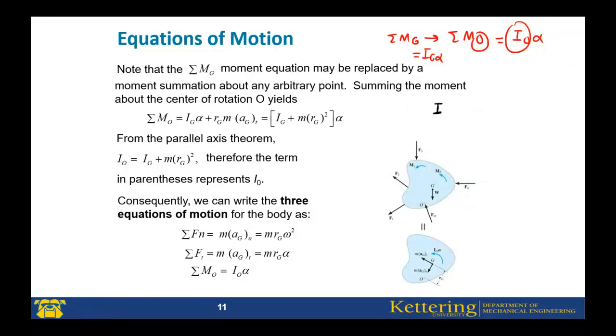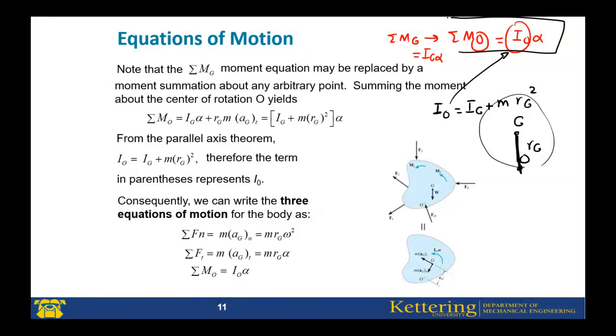If you remember, I just mentioned that if there is a body that is rotating about the center of mass, and we want to find the mass moment of inertia about other points, we can write IO equals IG plus the mass of the rigid body times the distance squared. For example, the distance is RG, so it is RG squared. This is the only difference. You can find the IO from this equation, substitute into this equation, and use the third equation as it is.